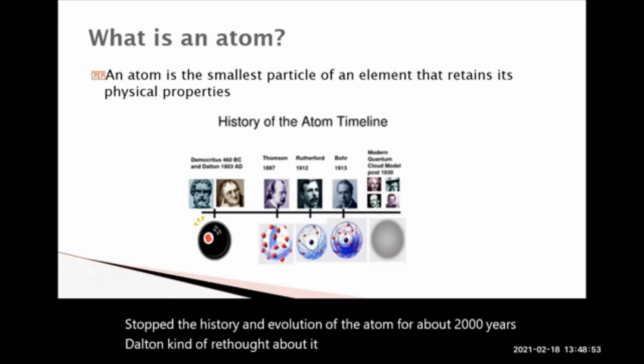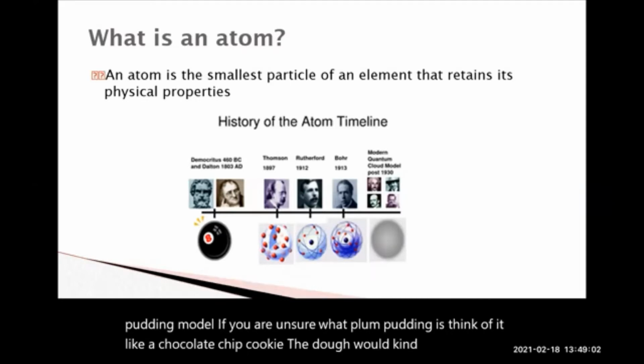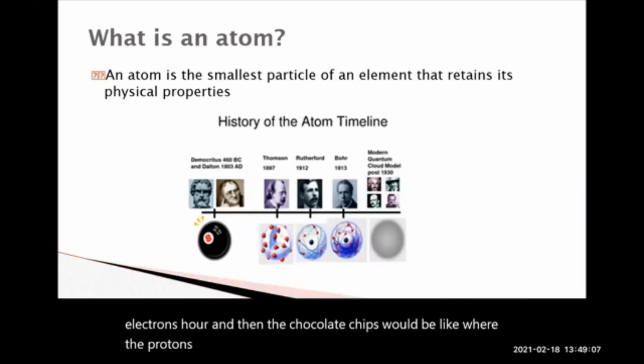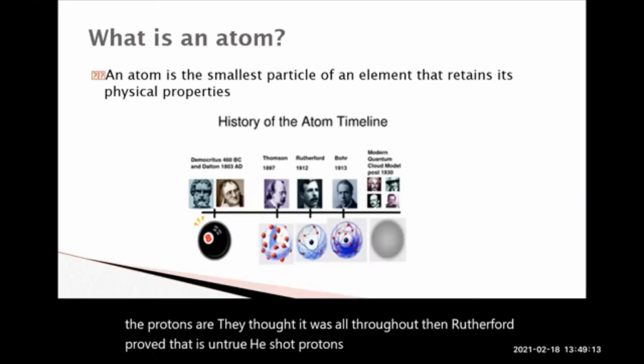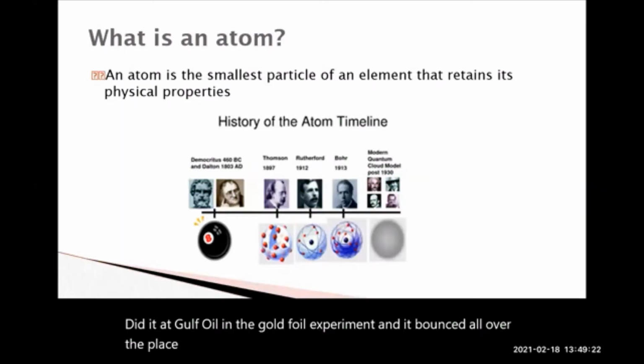Thomson came up with the plum pudding model. If you are unsure what plum pudding is, think of it like a chocolate chip cookie. The dough would kind of be where the electrons are, and then the chocolate chips would be like where the protons are. They thought it was all throughout. Then Rutherford proved that that is untrue. He shot alpha particles at a gold foil in the gold foil experiment, and they bounced all over the place unexpectedly. And he changed the model to a nucleus in the center.